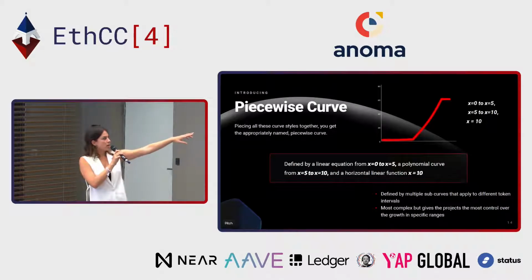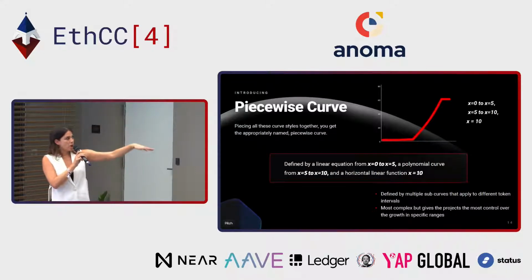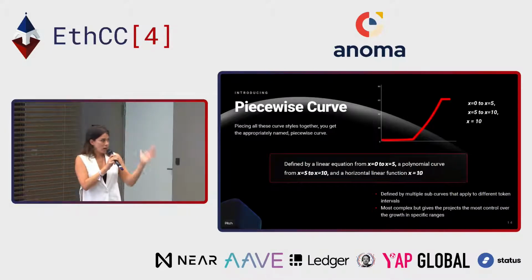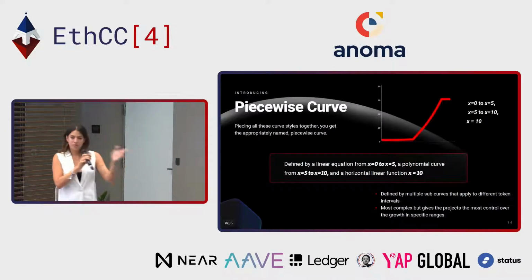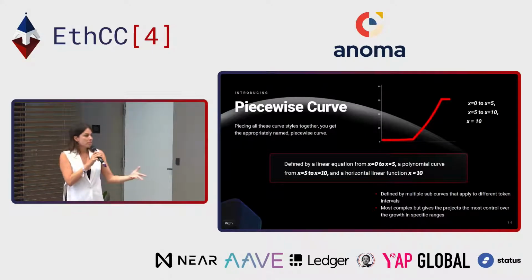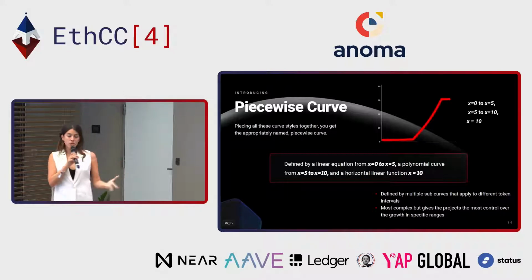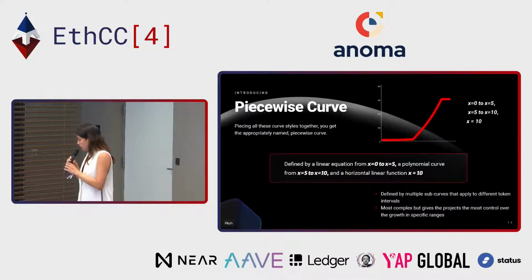So if you see here in this first one, in the beginning, it's a pretty slow linear curve, then it takes a small exponential growth, and then it stabilizes at the very top. And you would define that as 0 to 5, it acts in this way, 5 to 10, it acts in another, and 10 on, it moves forward. This is the most complex, but if you know what you want to achieve, this is the best one.